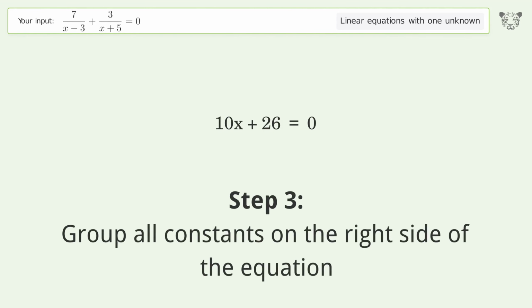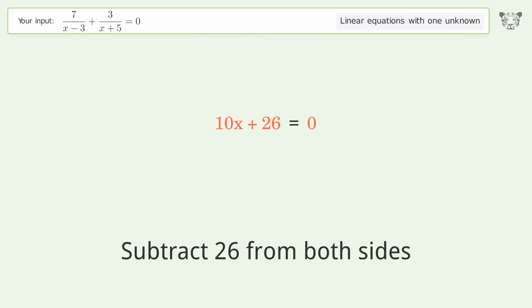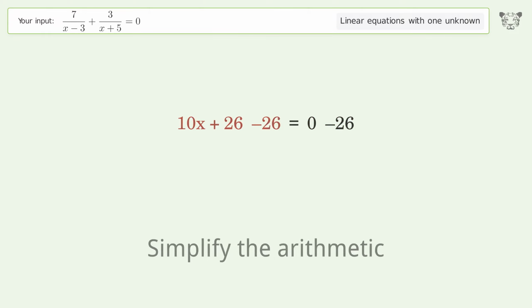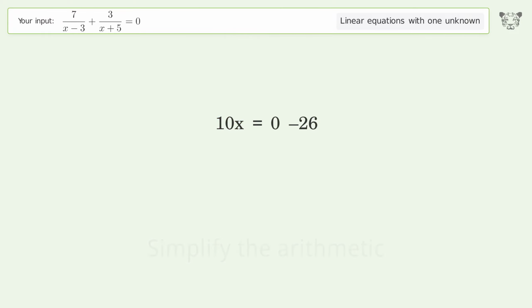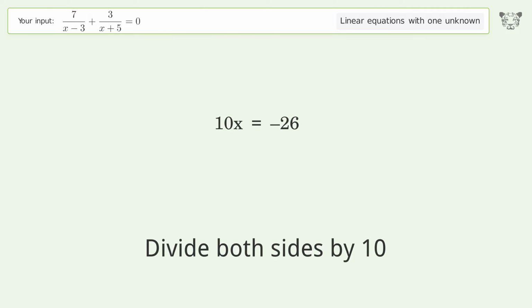Group all constants on the right side of the equation. Subtract 26 from both sides. Simplify the arithmetic. Isolate the x. Divide both sides by 10.